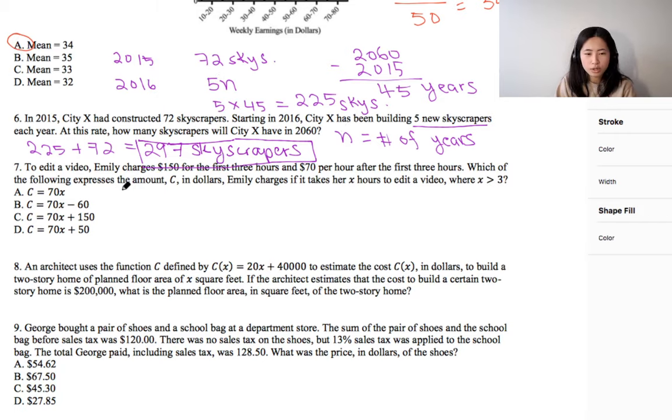Okay, so moving on to number 7. To edit the video, Emily charges $150 for the first 3 hours and $70 per hour after the first 3 hours. Which of the following expresses the amount C, in dollars?